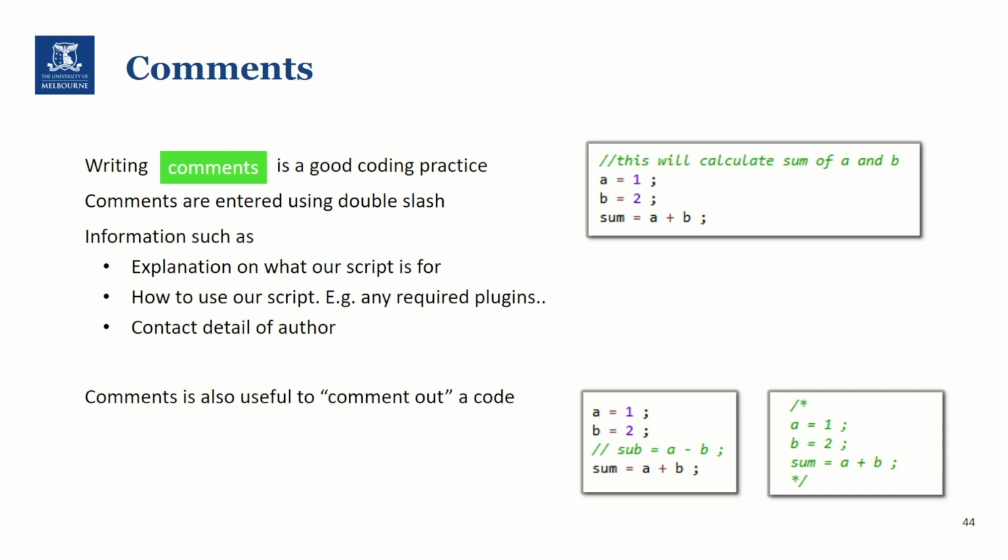Comments is also useful to comment out the code. If we want to keep some codes in the script without completely deleting, and we can use this double slash to comment out. Comments can also be applied on multiple lines if we use this slash asterisk at the start and asterisk slash at the end.